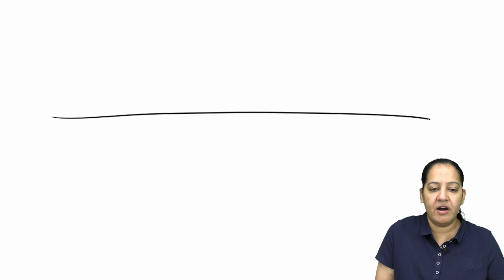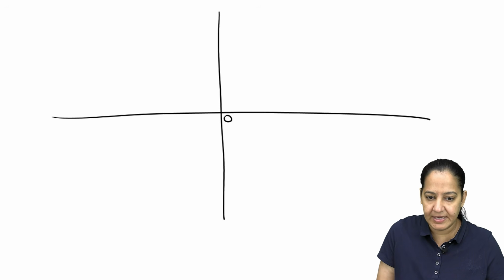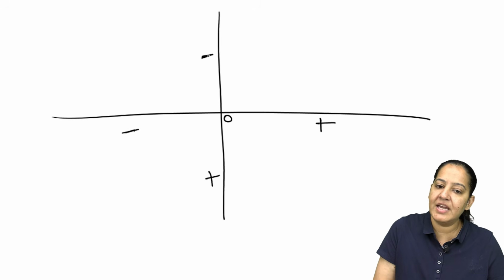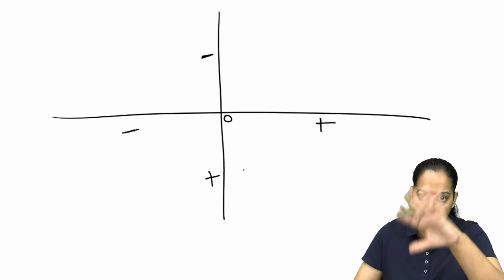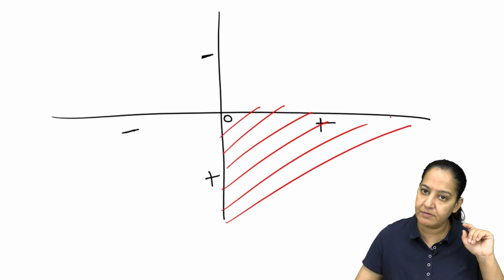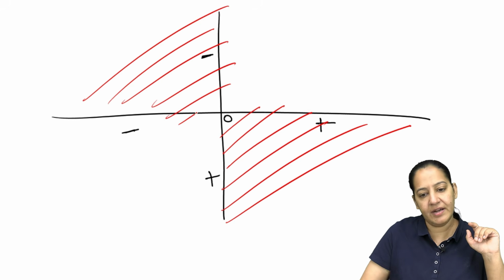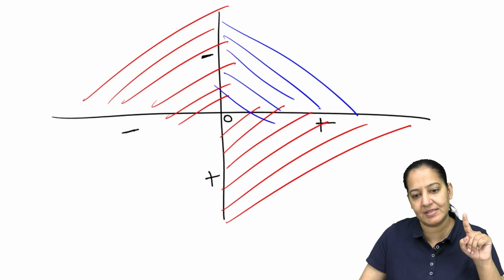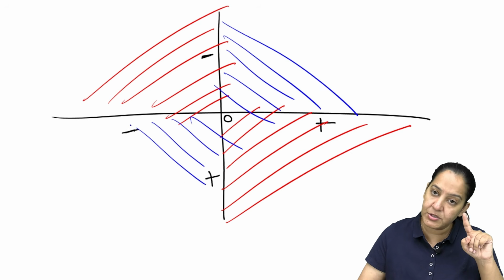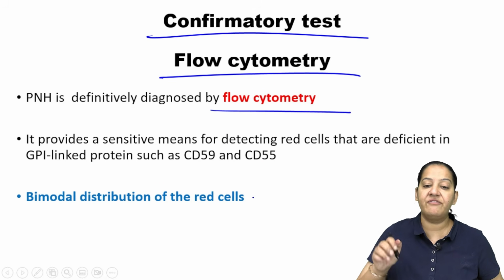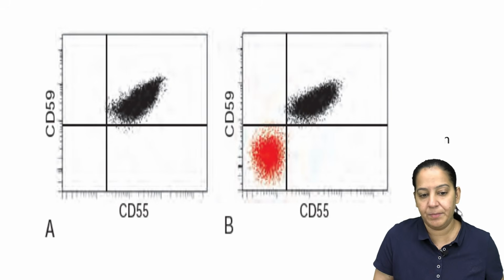In the graph, there are 4 lines, right? This is 0. So this is positive, this is negative. This is positive, this is negative. So there are 4 quadrants, as we know in mathematics. This is the quadrant in which both things are positive. This is the quadrant in which both things are negative. This is the quadrant in which one is positive on the x-axis but negative on the y-axis. This one is positive on the y-axis but negative on the x-axis. You can understand. So the same graph we can obtain on the flow cytometer, right?